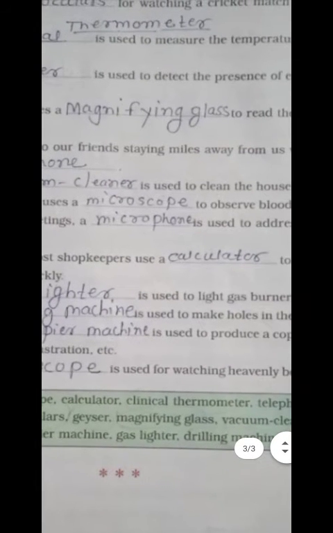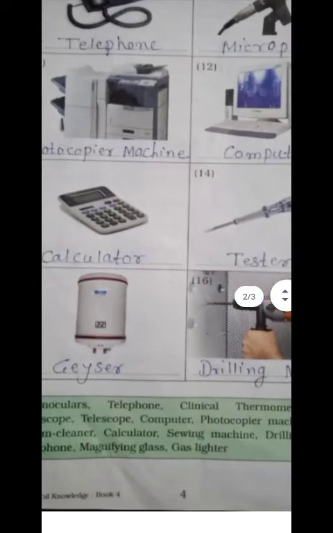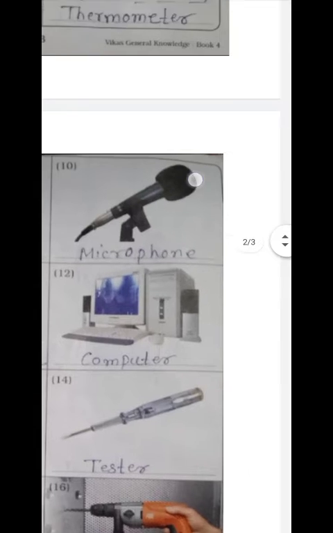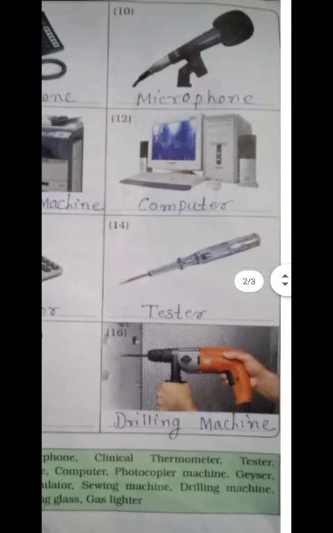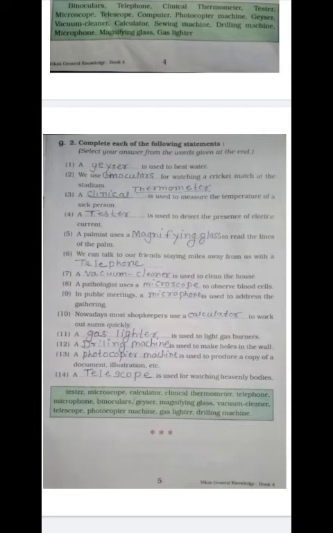In a public meeting, a microphone is used to address the gathering. Microphone. This is a microphone. Everyone saw this, huh? You saw that microphone. Now next.